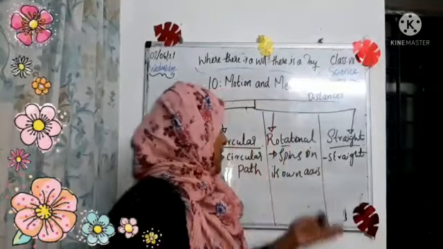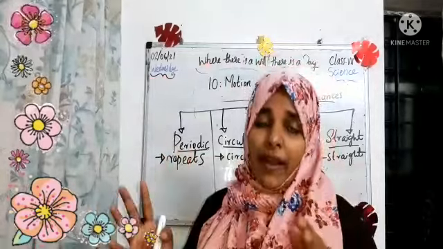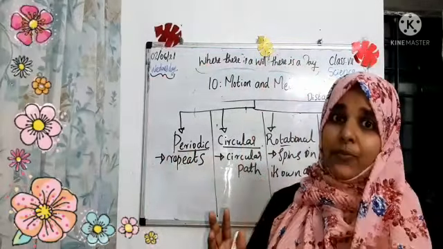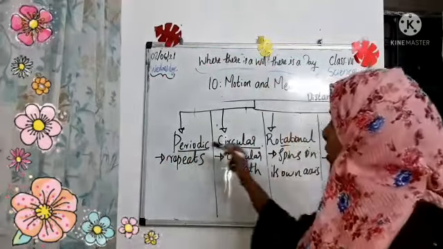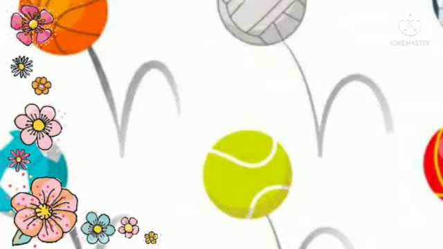Clear, all of you? These are the 4 different types of motion. Okay, with examples you have to learn. And read the chapter at least 3 times. So what are the different types of motion, children? Periodic motion, circular motion, then rotational motion and straight motion.